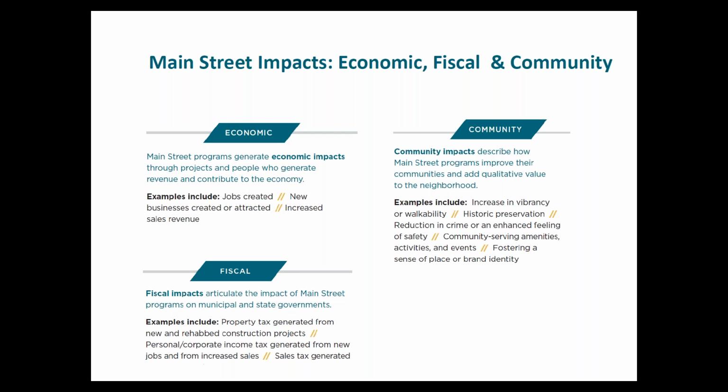And then lastly, we have community impact. This is probably the most straightforward. These describe how Main Street programs help communities and add value to their neighborhood. A lot of times these are qualitative stories or qualitative measures, such as having community serving amenities or events that a Main Street might offer, historic preservation, the improvement of the built environment, or even just improving the vibrancy or walkability of your downtown. Those all fit within the bucket of community impact.